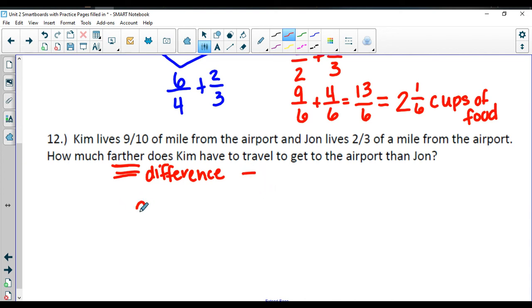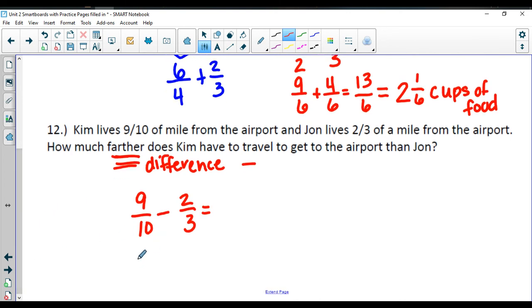So we're going to start off. Kim is 9/10 and John is 2/3. So we want to make a common denominator here. What number is going to be your common denominator between 10 and 3? Smallest common denominator is a 30. 10 times 3, 9 times 3. 3 times 10, 2 times 10.